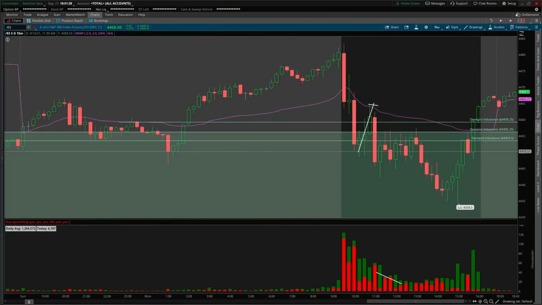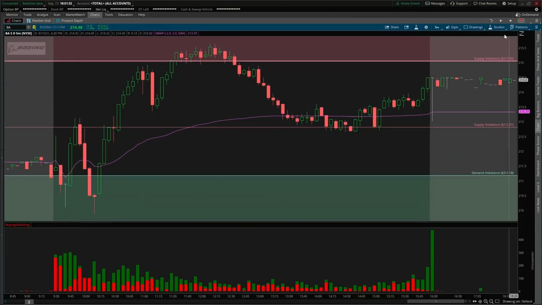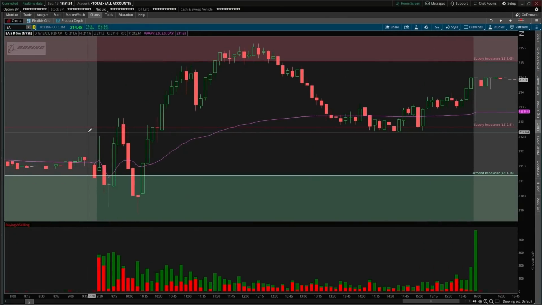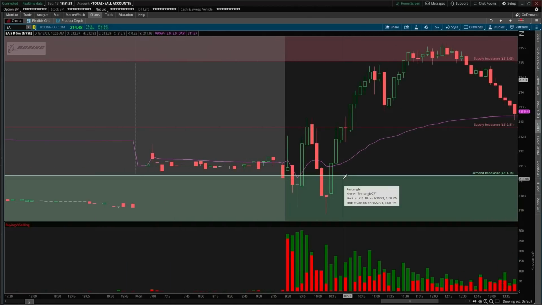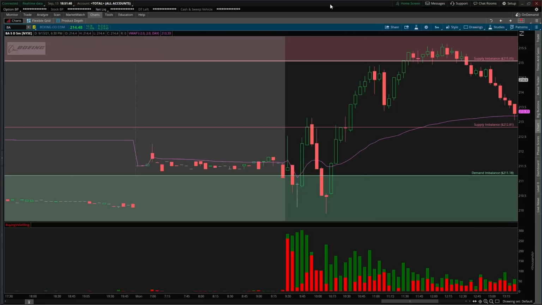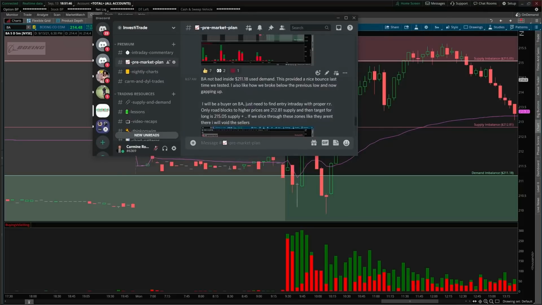What else? Okay, so there was another trade on Boeing. I wish I had options to trade this because this was a sick setup. A lot to learn here as well about the auction. So yesterday in the webinar, I said I'm watching this 211.18 zone. This was also in the pre-market plan. I said BA is not bad inside the used demand at 211. It provided a nice bounce when we tested it.